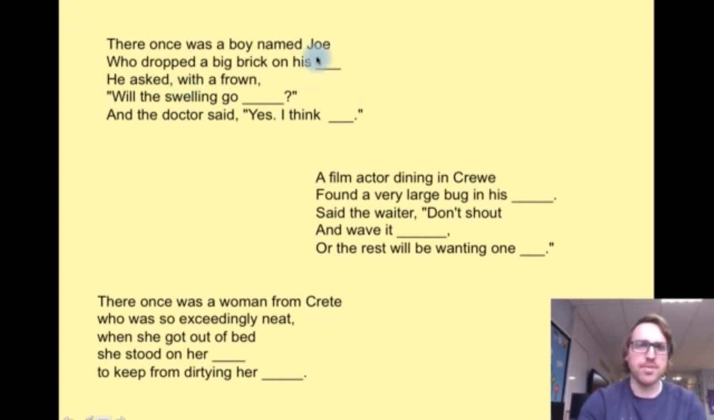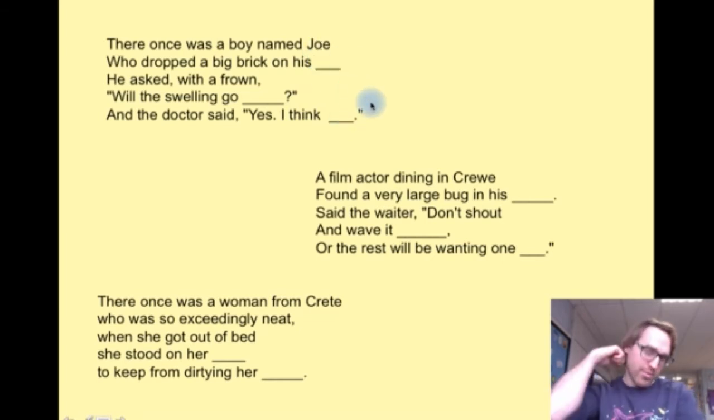So I would put, who dropped a big brick on his toe, to rhyme with Joe. He asked with a frown, "Will the swelling go?" And I would put down there to rhyme that. And then, "Yes, I think so." Even though it's a different spelling, Joe, toe, and so will rhyme.